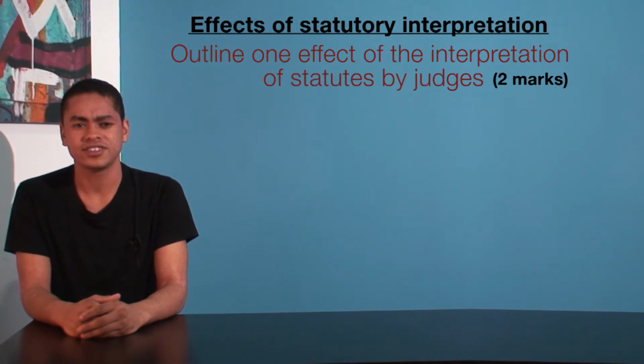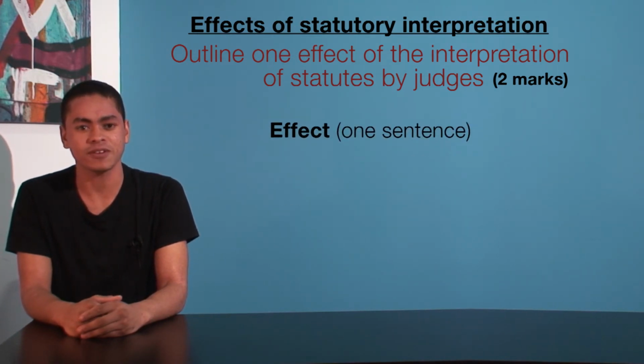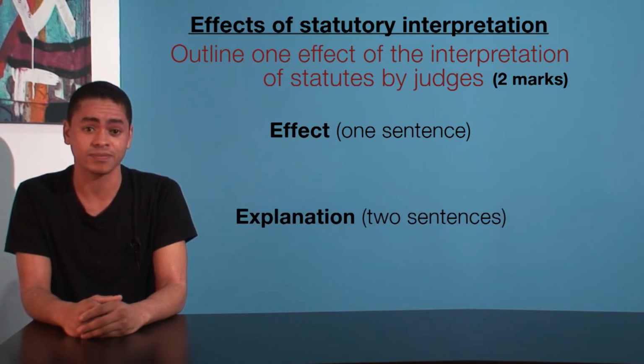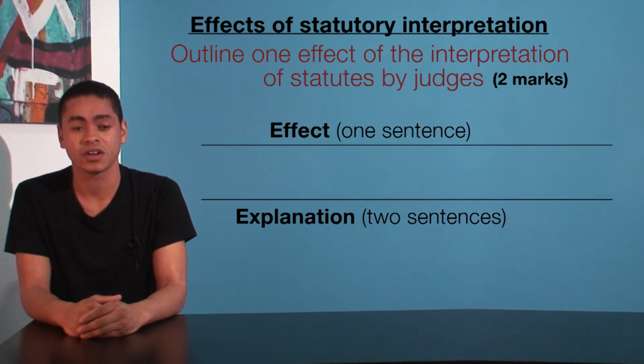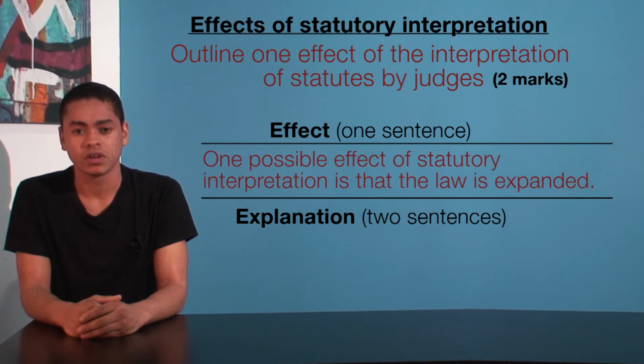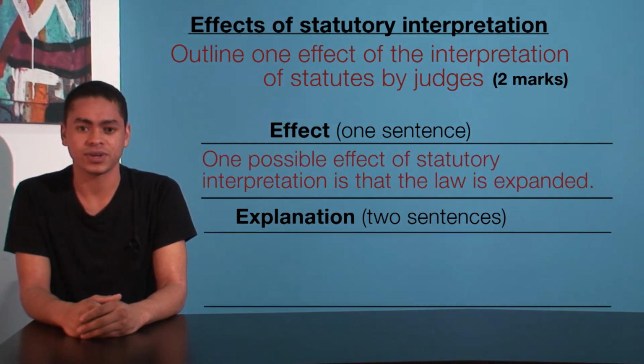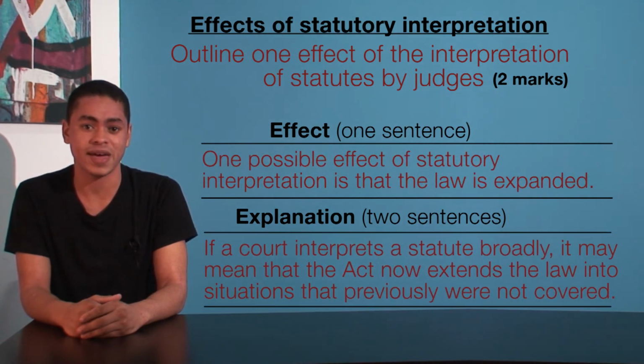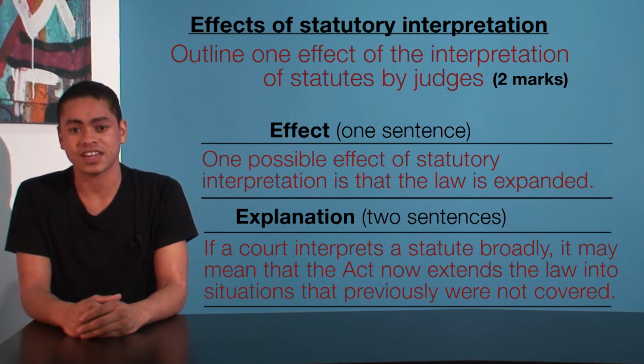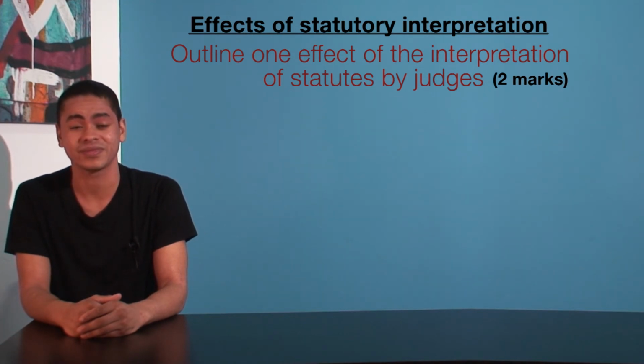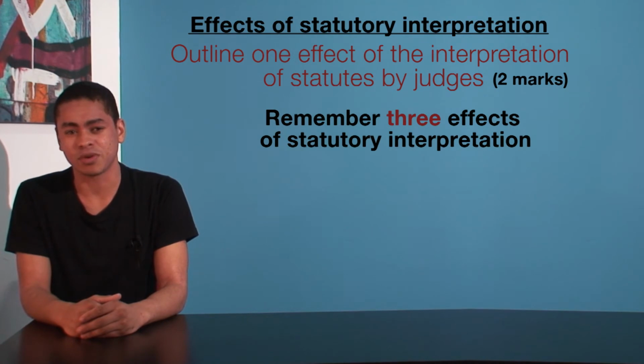judges. To get the 2 marks here, you need to name the effect and provide an explanation of it. You should spend 1 sentence naming your effect and 1 to 2 sentences explaining it. For example, one possible effect of statutory interpretation is that the law is expanded. If a court interprets a statute broadly, it may mean that the Act now extends the law into situations that previously were not covered. I'd suggest that you remember 3 effects of statutory interpretation.